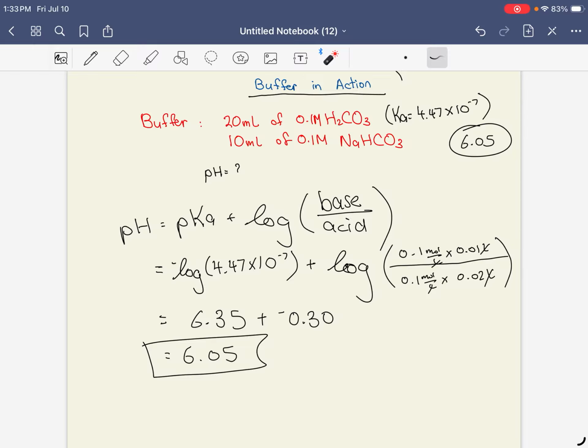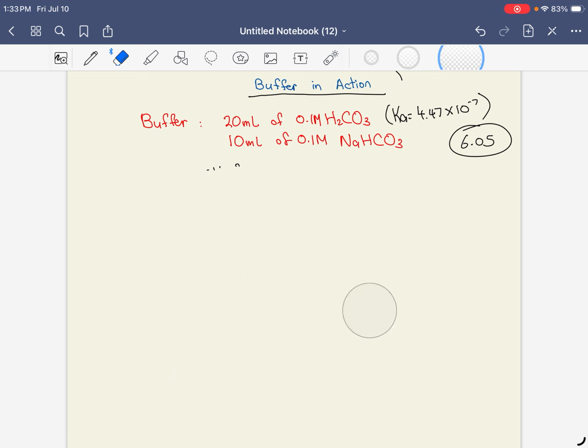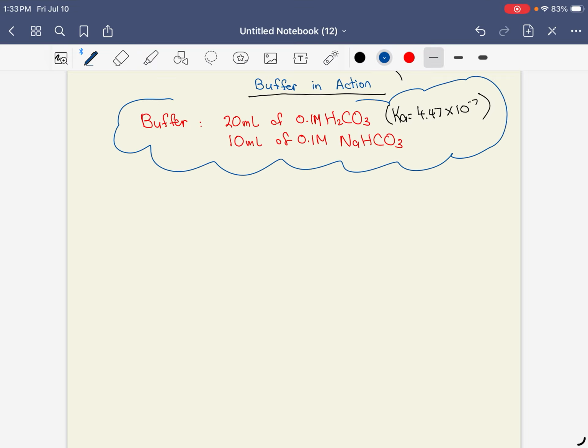Okay, let me just erase all of this. Okay, so I'm going to keep the buffer. This is my buffer. I'm going to keep my pKa as well. I'm going to put a cloud on it, okay, to let everybody know we're using the same buffer for the next reaction.